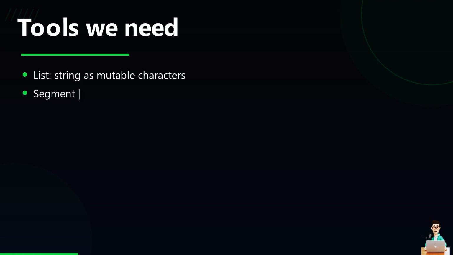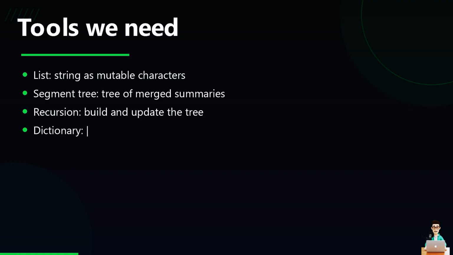We'll turn the string into a list so we can change one character at a time. The real engine is a segment tree, a tree where each node summarizes a chunk of the string. We use recursion to build it and to update it, and a small dictionary per node to hold its stats.